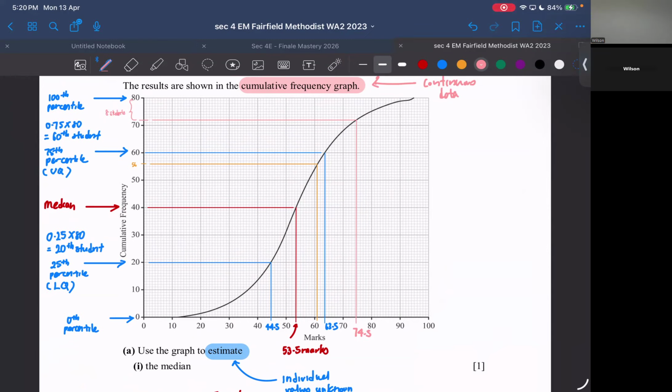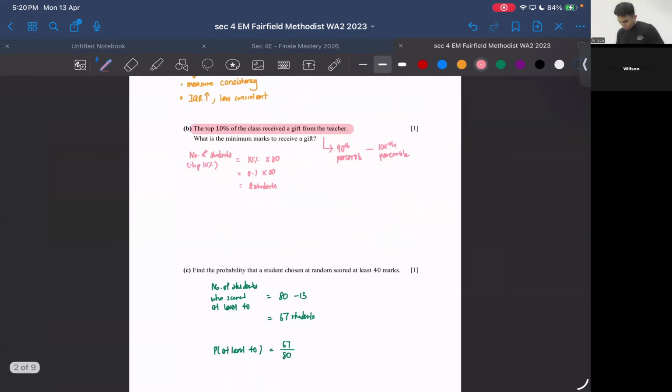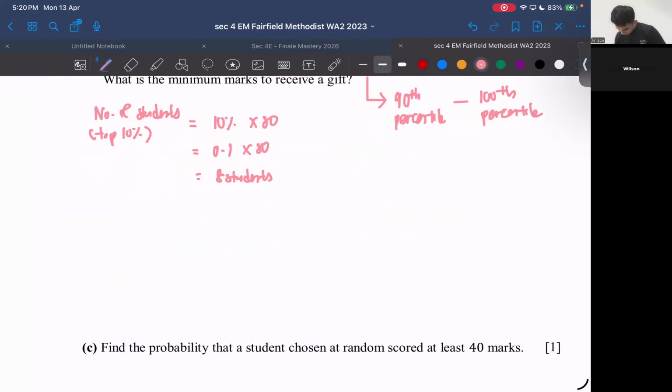Now, final question. Find the probability that the student chosen at random has at least 40 marks over here. Okay, I like that number. So let's go with Kira. Since Kira is already done with this question, Kira, how do you manage to do this particular question? Wait, let me just write this one first. Minimum marks over here. This one should be equal to 74.5 marks over here.